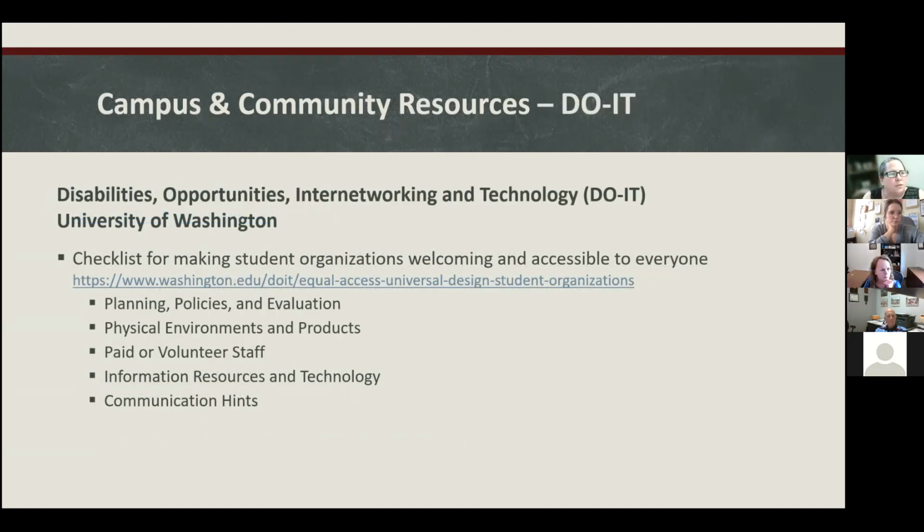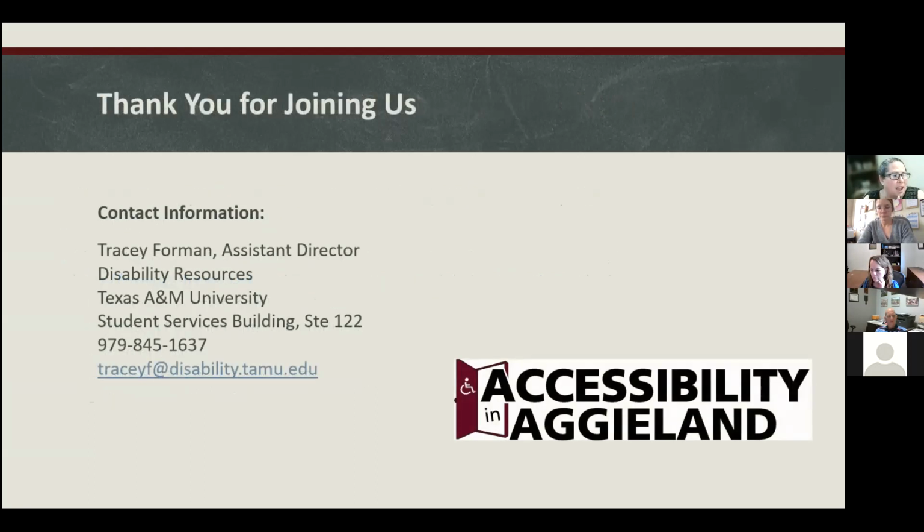And then the other resource I put up was this, they call it DO-IT, the Disabilities, Opportunities, Internetworking, and Technology center from the University of Washington. And they have a nice little, probably like a 6-page guide on how to plan, how to evaluate your programs, how do you look at the physical environment, what are the topics for training you might want to do for your staff, have you thought about your technology, and then just communicating, like tips on etiquette and appropriateness and how to talk with somebody with different types of disability or how to ask questions or concerns. So these are the main things that I would highlight.